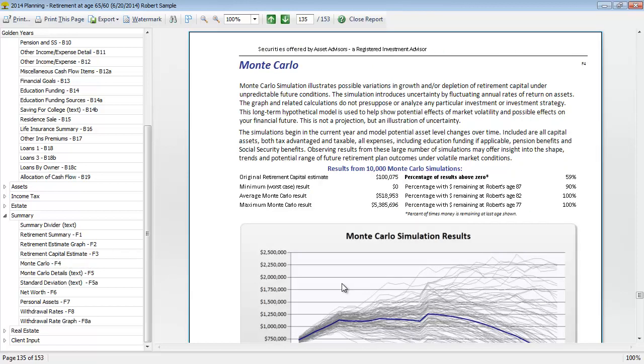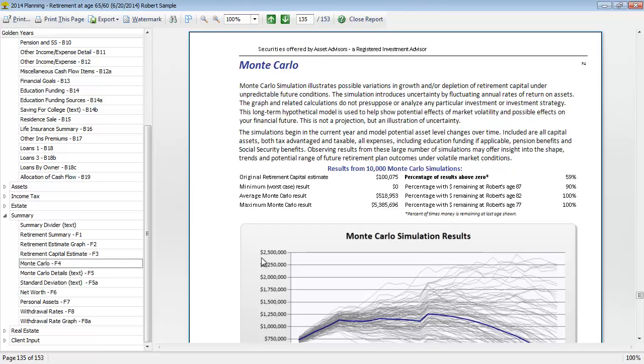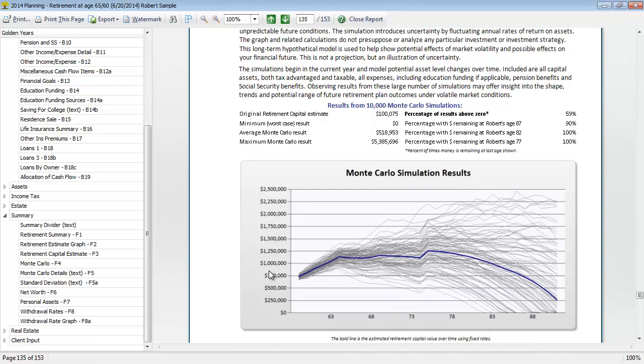So next we get into the Monte Carlo. So F3, again, fixed case. We saw that they were making it to their last life expectancy with about $100,000 to spare, so not a big cushion there, which is going to be illustrated for us on the Monte Carlo.